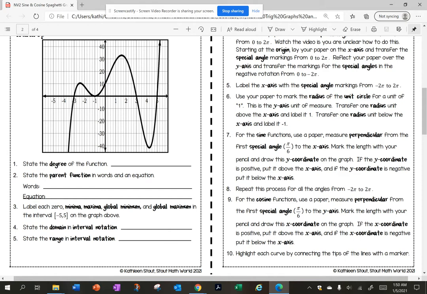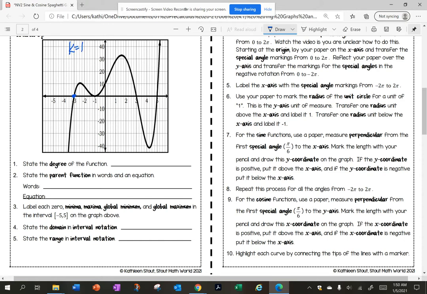Let's start by stating the degree. How do I know what the degree is? Well, this is from the beginning of the year. So I can look at the multiplicity. When I go across pretty straight, my multiplicity is 1. When I bounce, my multiplicity is 2. I'm going across straight here.